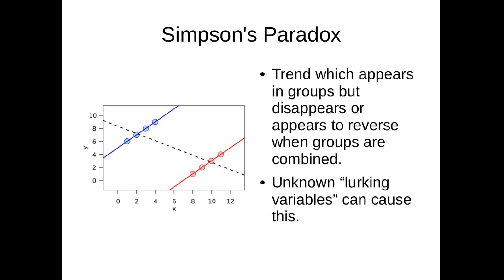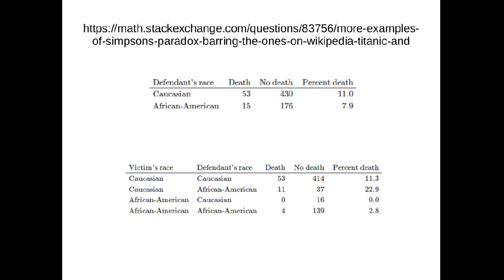Okay, first of all, Simpson's paradox, again, this picture is to give you an idea or a flavor of one type of Simpson's paradox. Basically, the underlying rule is if there's a trend which comes out in groups, so the blue group and the red group both show the same trend, but when you ungroup them, the trend disappears or reverses, then it's called Simpson's paradox. This often happens because of an unknown lurking variable.